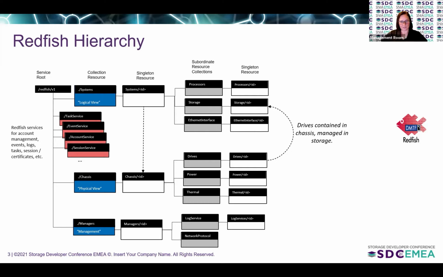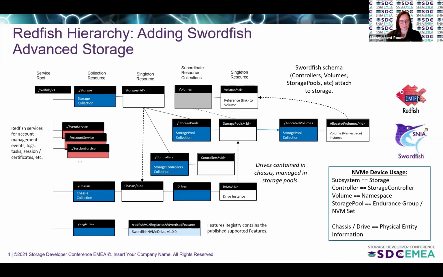As we move on to the Swordfish view, let's look at how we extend this environment to cover storage. When we add storage in, we have a lot of those same patterns repeating. But as you can see here, instead of having /systems as the logical view for a storage system, off of the storage root, we now have /redfish/v1/storage. That is where we add the logical representation for a storage system.